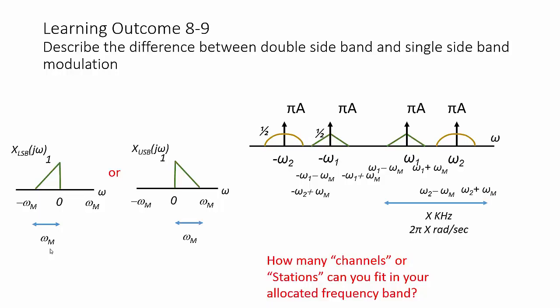Not fully that many, because we need to leave a gap between them for practical issues. But we can certainly increase the number of channels, number of stations, and therefore the amount of data that we're transmitting in a fixed amount of bandwidth. This should sound like a good deal.